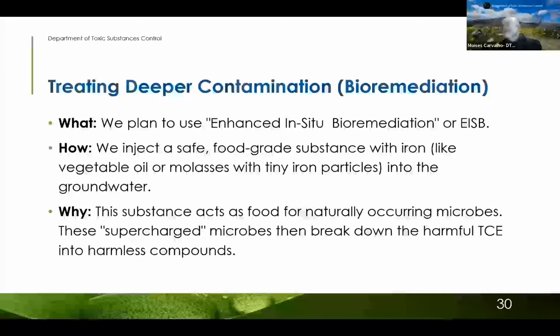By feeding the microbes in place, we will be able to boost their population, and they're going to use the food to grow. And it is funny, but instead of breathing air, they use the chemicals to breathe. So in that process, they break down the TCE contamination into non-toxic substances. It is a proven, effective, and much less disruptive way to clean up the groundwater.